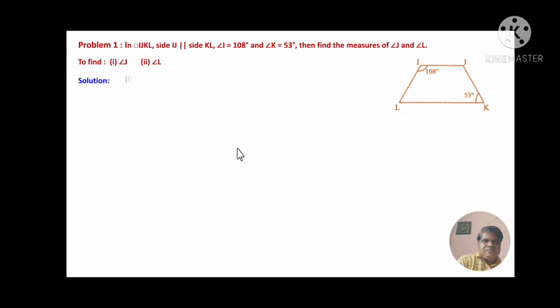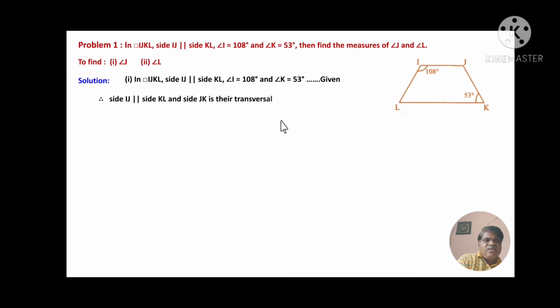Let us start. Friends, here in quadrilateral IJKL, side IJ is parallel to side KL. Angle I is 108 and angle K is 53. It is given. Friends, side IJ is parallel to side KL and this JK is the transversal. From this we can write that angle J plus angle K is 180 because these two are interior angles forming. Those are supplementary.